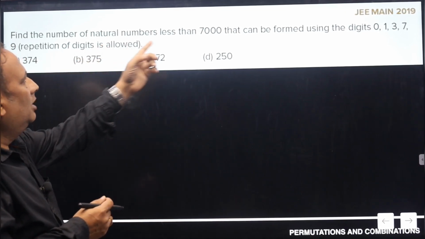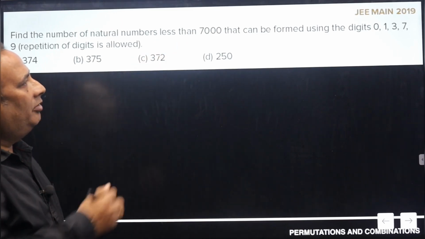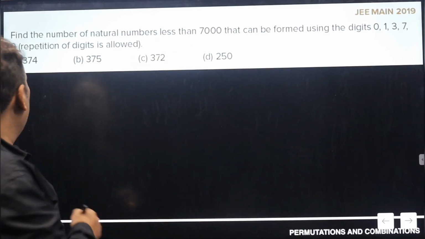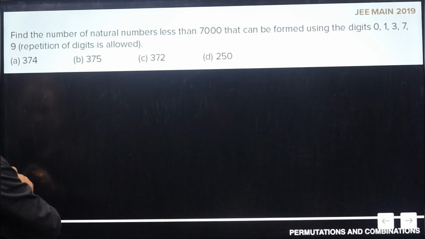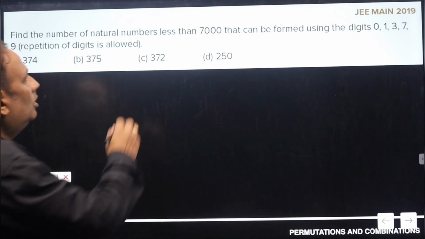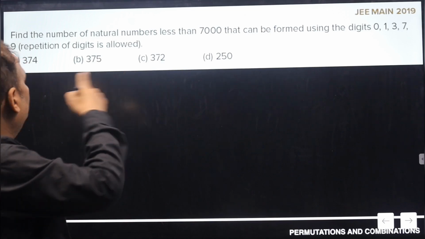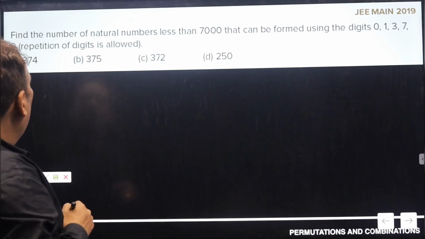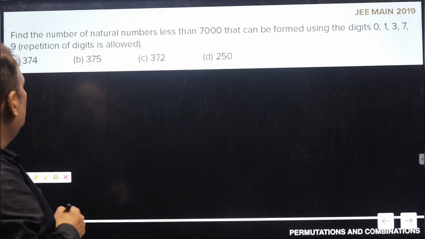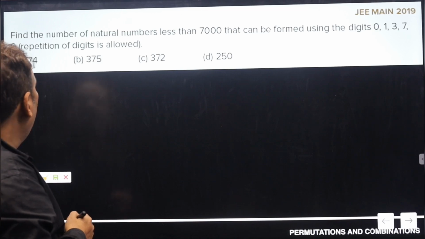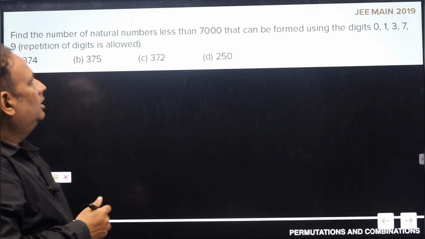Find the number of natural numbers less than 7000 that can be formed using the digits 0, 1, 3, 7, 9, and repetition of digit is allowed. Okay, so the options are there, we'll see what we can do. So will you figure it out?